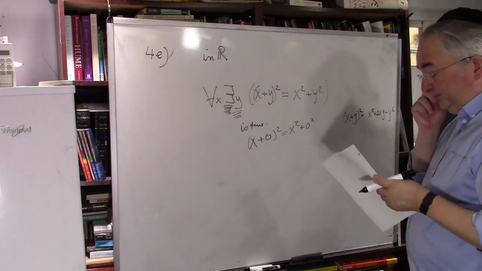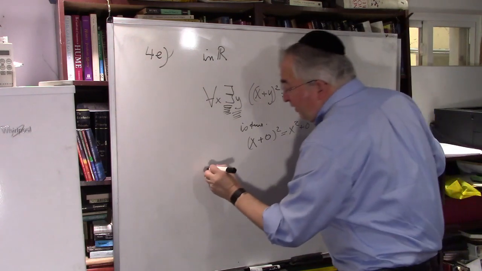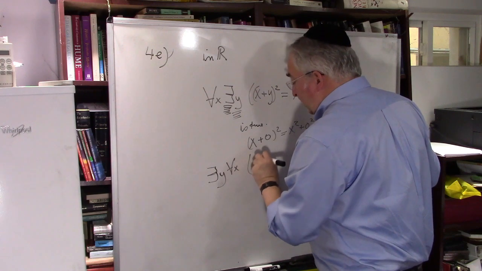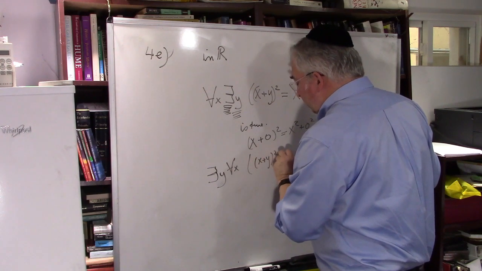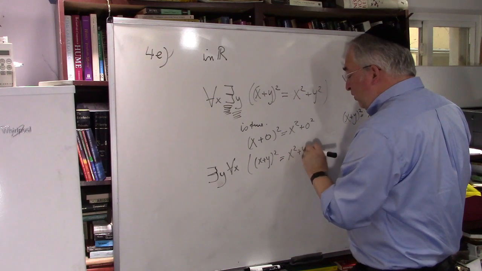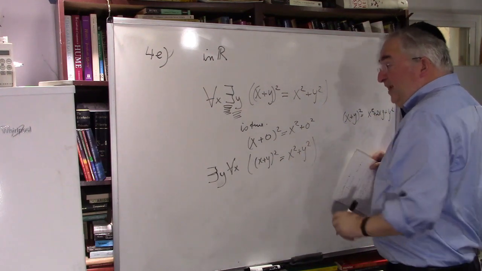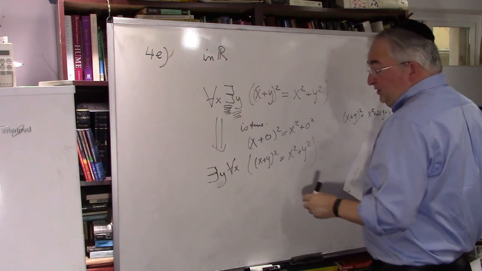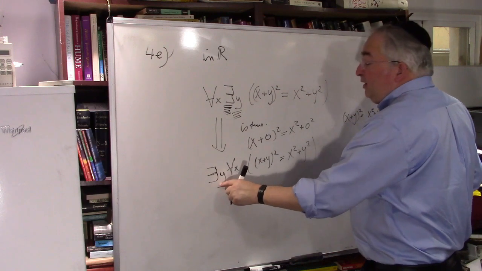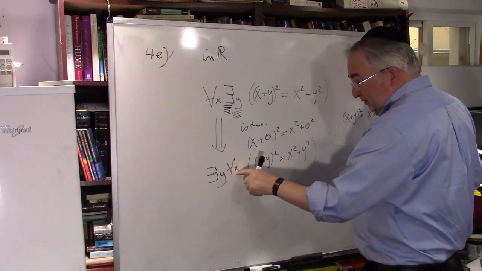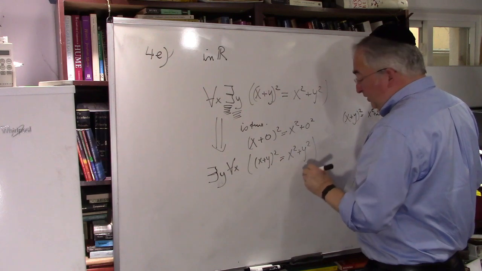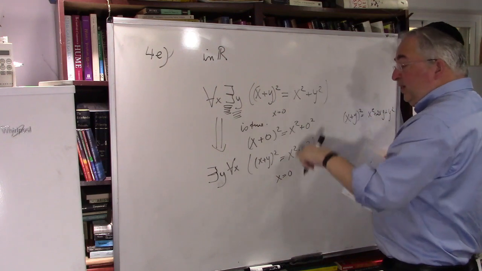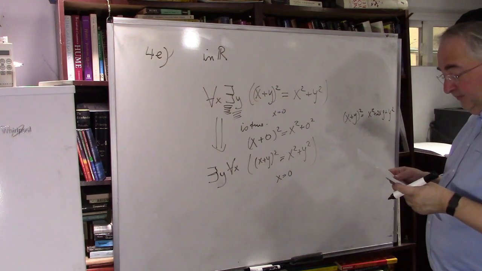So it works. Okay, what about there exists a y such that for all x, (x + y)² is equal to x² + y²? And the answer is yes, it is true, because if this is true, this is also true. What number, when you add it to any x, x plus y, gives x? The answer is x is equal to 0. This is true when x is equal to 0.